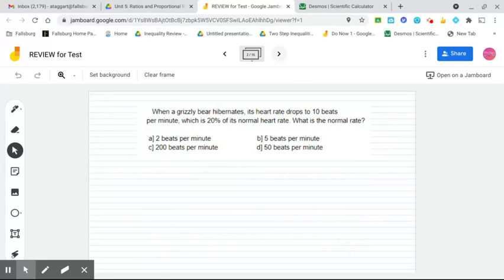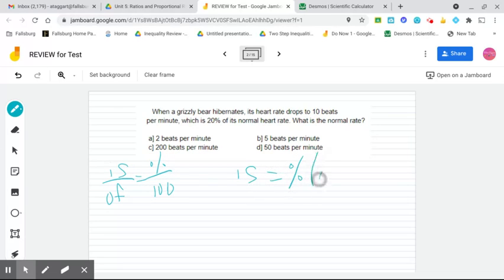Let's get started. First one says, when a grizzly bear hibernates, its heart rate drops to 10 beats per minute, which is 20% of its normal heart rate. What is the normal heart rate? So this is a percent problem. So we can either use the percent proportion, which is is over of equals percent over 100, or you can use is equals percent times of, which is the percent equation. It doesn't matter which one you use.